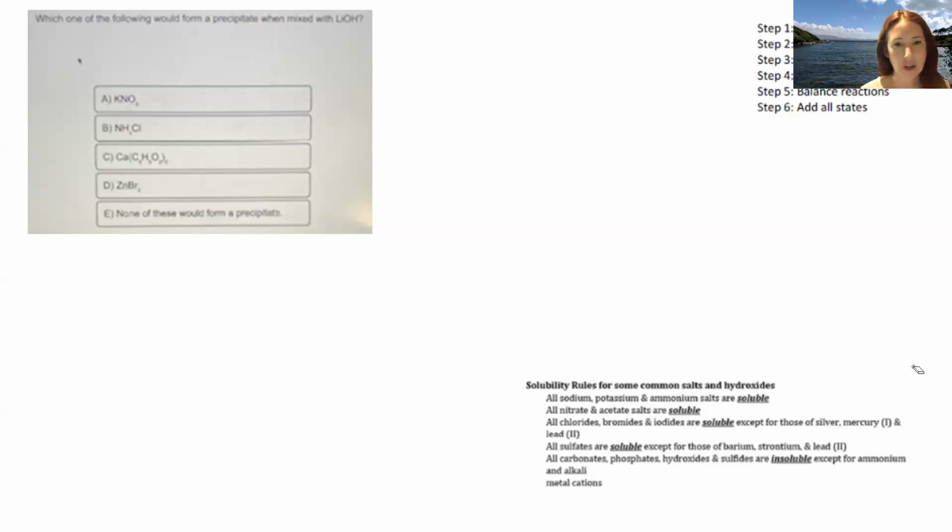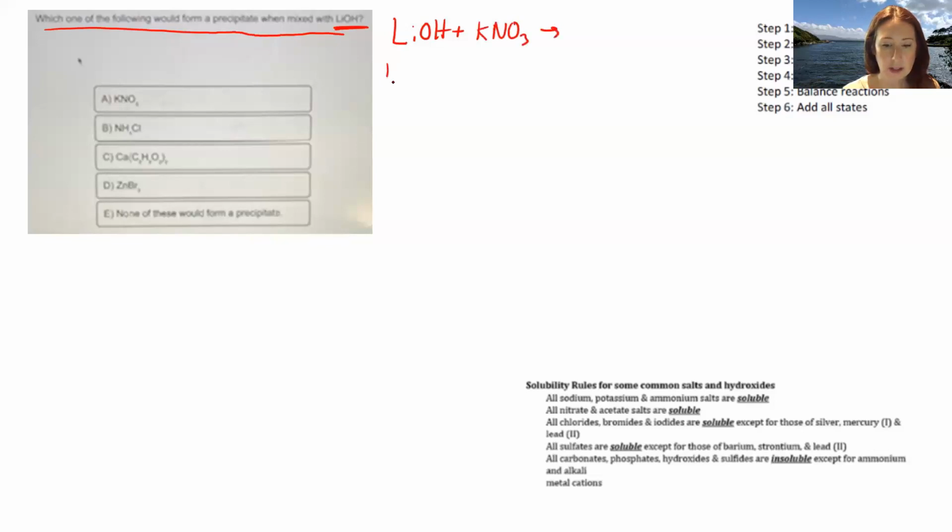So this question, I know you can't see it very well. It says, which one of the following would form a precipitate when mixed with LiOH? Remember, precipitate means solid, or insoluble. So what it's asking is, does LiOH make a precipitate with KNO3? Does LiOH make a precipitate with NH4Cl?